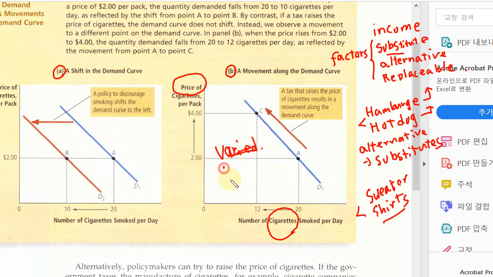Once the cigarette price varies. Okay, so we have to understand two kinds of movement: shift, and movement along the curve. We have to understand these variations, two variations of the demand curve.